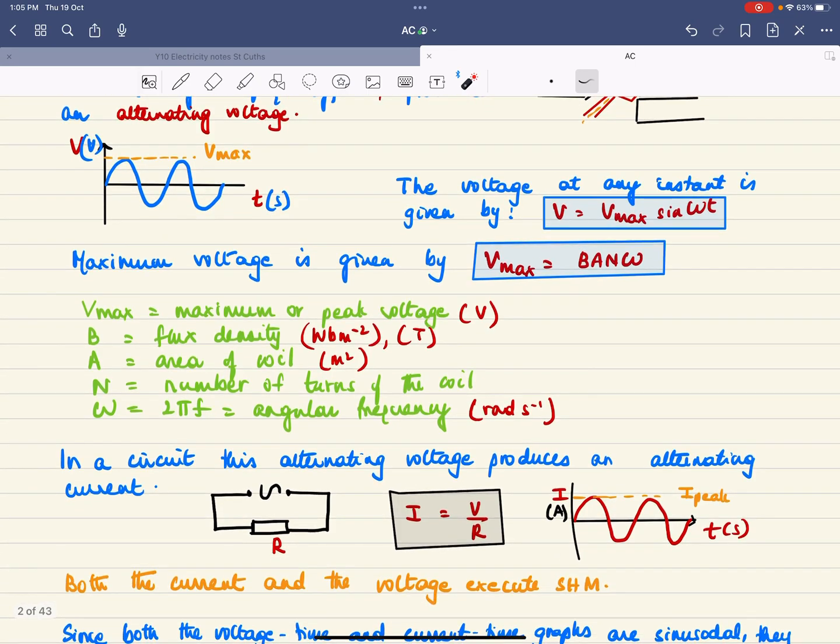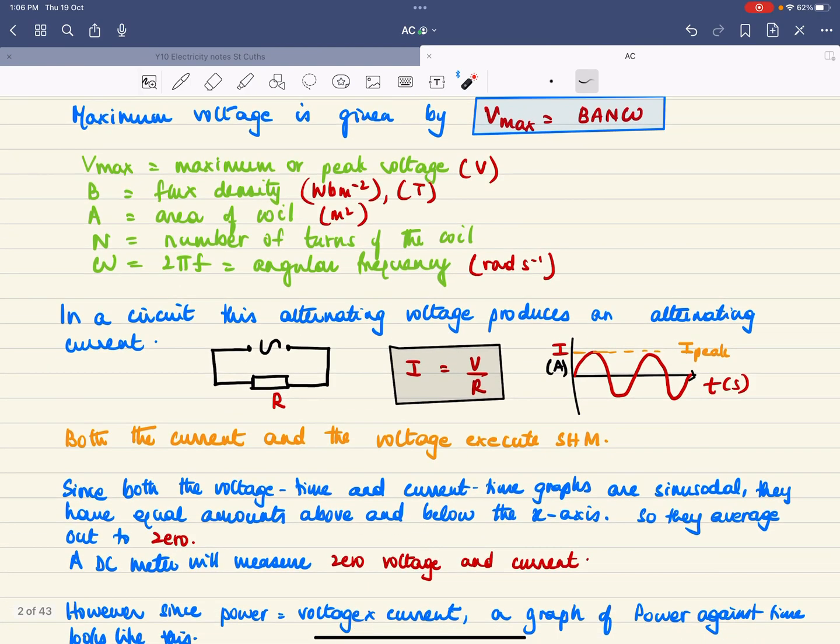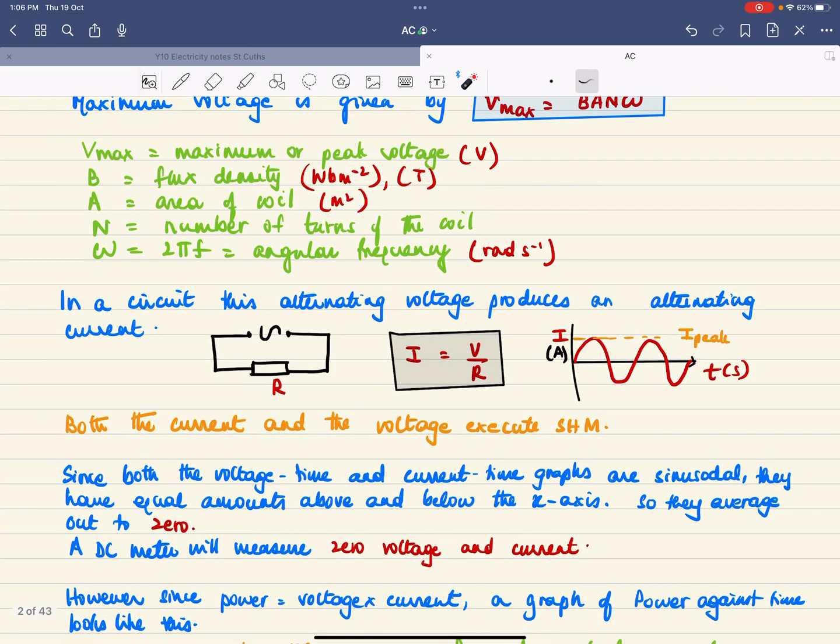In a circuit, this alternating voltage produces an alternating current. If you pass this alternating voltage, this is the symbol for an AC supply, through a circuit, then you have a current, and the size of the current is given by V over R. That graph will also be a sine curve, and you have your I peak or I max. Both the current and the voltage, the electrons are going back and forth in simple harmonic motion for AC.